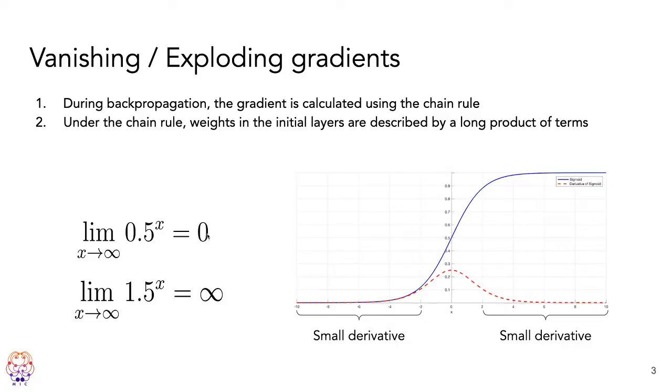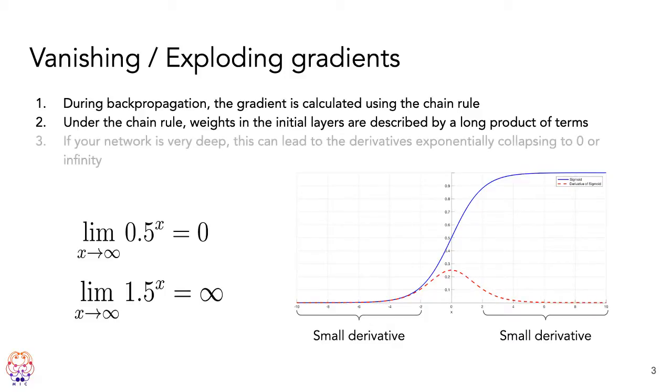And so as you can see, the limit of 0.5 to the x is 0, because anything less than 1 and above 0, when you multiply it over itself again and again, is going to be equal to 0. And the same goes for anything above 1: if you do it multiple times, it's going to go to infinity and blow up. So you've got to be careful what your gradients are. If your network is very deep, then this can lead to exponentially collapsing to 0 or infinity, and your model just blows up in terms of the weights, or just stalls and does nothing.